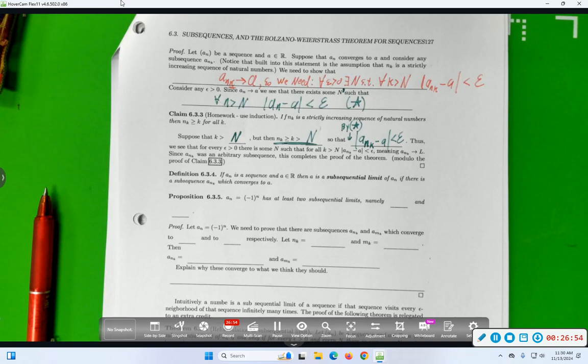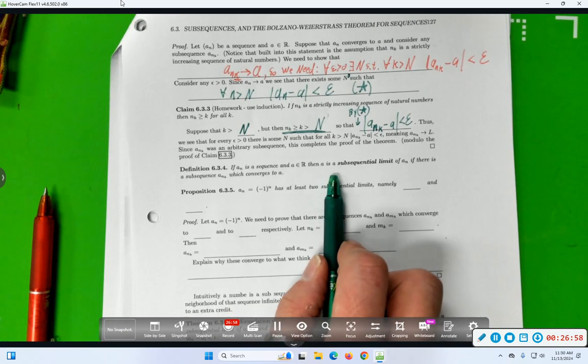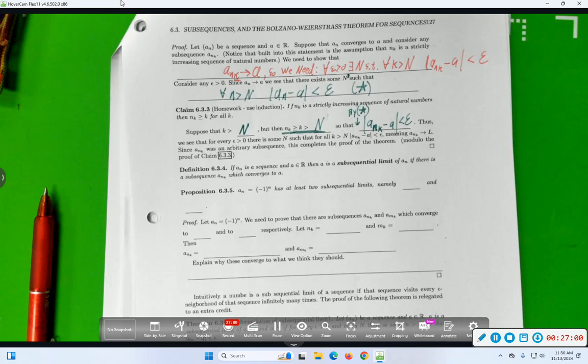All right, so let's talk about this idea of subsequences which converge. There's a definition associated with it, and hopefully it's a definition that seems friendly enough. If a sub n is a sequence and a is a number, then a is a subsequential limit of a sub n if there is a subsequence which converges to a. That seems like a reasonable definition? Yeah. A subsequential limit is a limit of a subsequence.